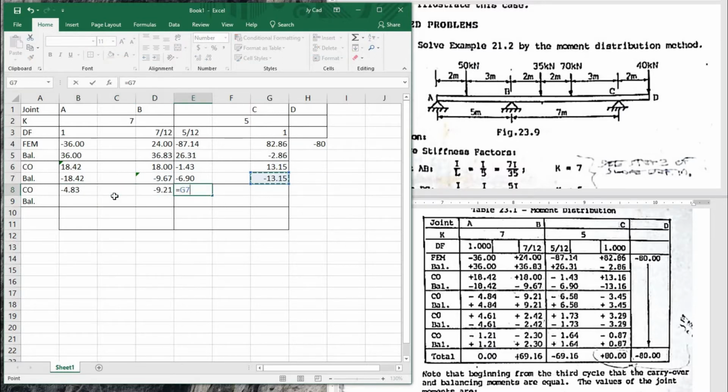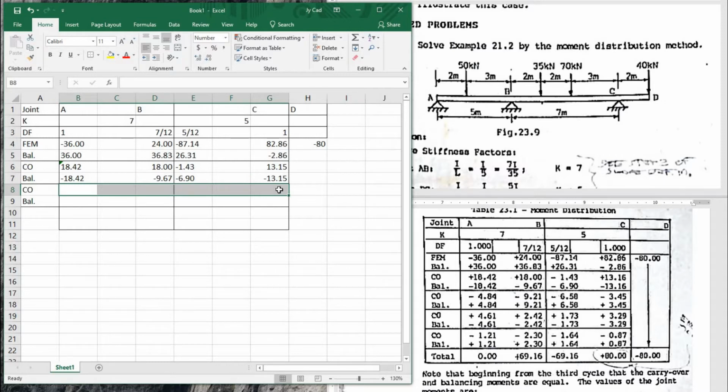Click mo lang yan, divided by 2. Equal sign, click this, divided by 2. Okay, so let's check here: negative 4.84, negative 9.21, negative 6.58, negative 3.45.